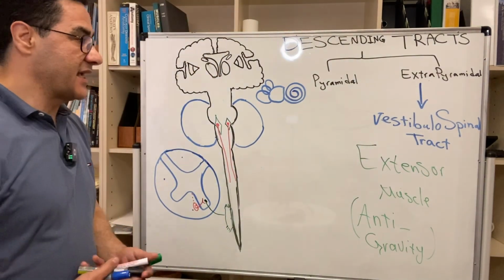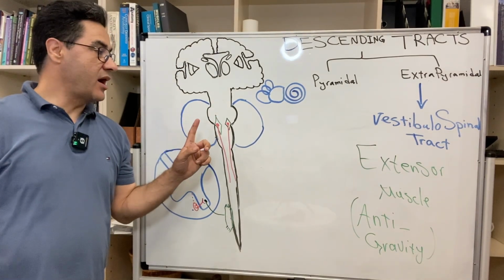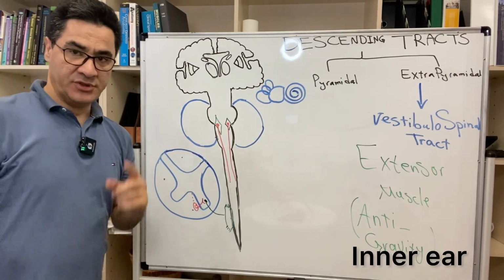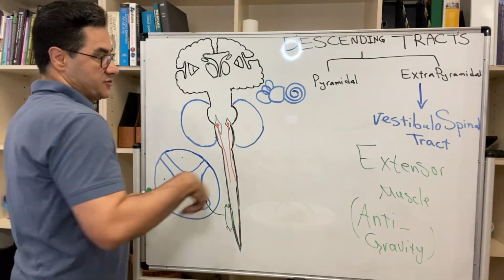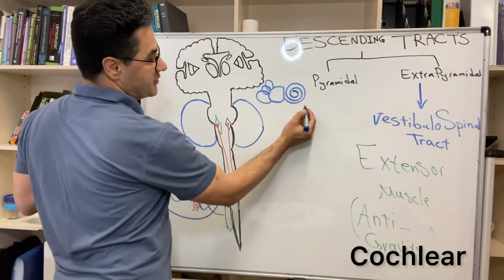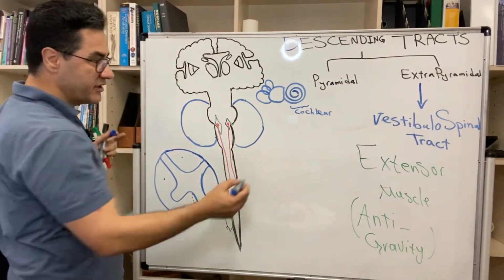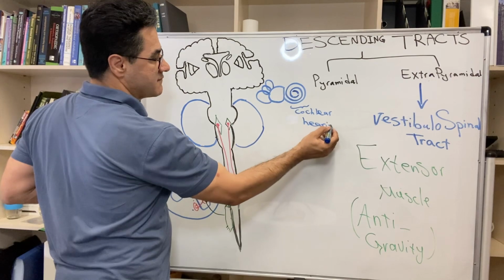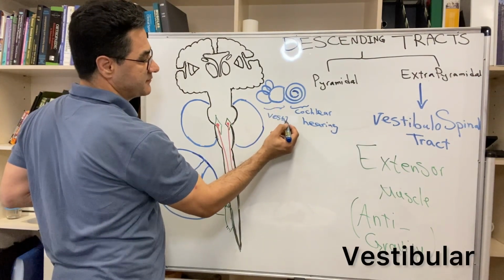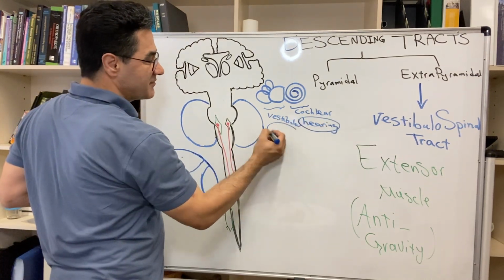So the point is that the vestibular nucleus is stimulated by the inner ear and cerebellum. You know, the inner ear has two parts. This part is the cochlear part, which is relevant to the hearing. And this part is known as the vestibular part of the inner ear, which is relevant to the balance.